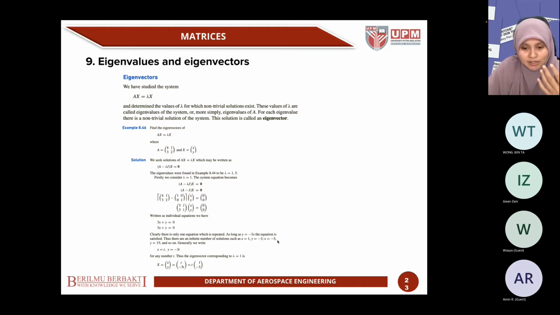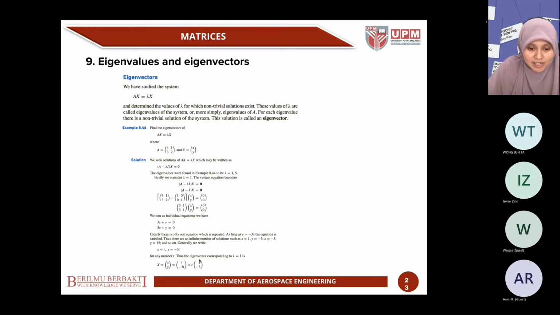So the same thing, if we put x equals minus 5, then y will be 15, according to this general equation, and so on and so on. So we have an infinite number of solutions. Generally we introduce t, the free variable. For example, if x equals t, any number, then automatically y will equal minus 3t, for any number t.